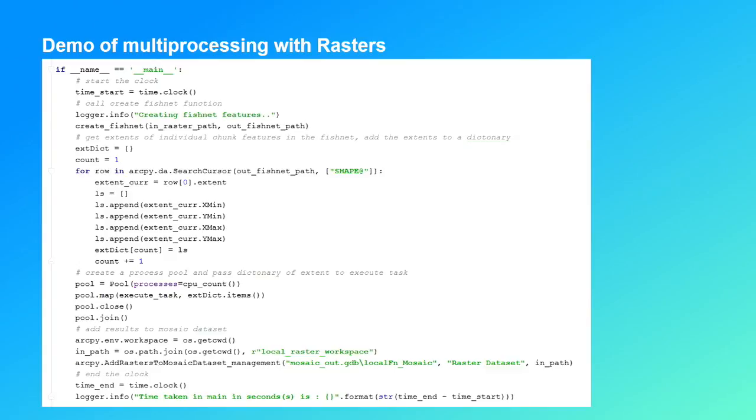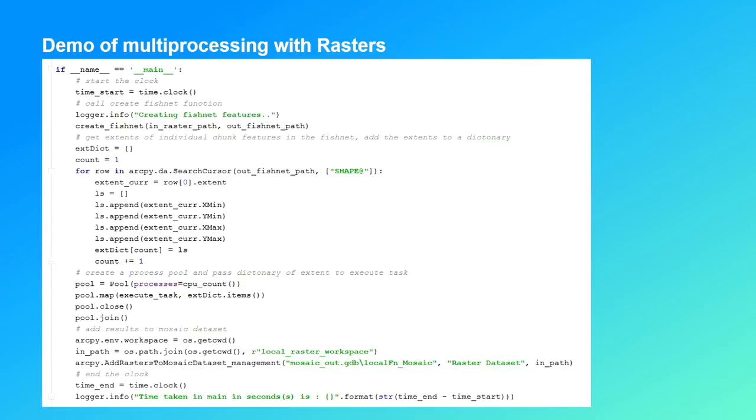This is how the code would progress. I'm starting my clock here to keep track of how long this entire process takes. The first thing I do is call my create fishnet function, which would create those fishnet features I discussed. These are the features that represent how I'm partitioning my entire processing extent. Once I run that, my fishnet features are created. And then I am storing the extents of these fishnets into a dictionary in the second block of code here.